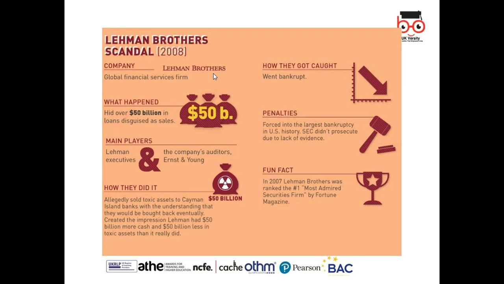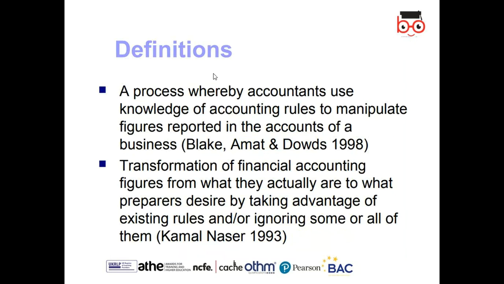In 2007 it was ranked the first most admired securities firm by Fortune magazine. So a lot of people say whatever is in the magazine, maybe they just fiddle the figures. People trust it, and investors dropped significantly. And then what is meant by creative accounting is a process where the accountant uses knowledge of accounting rules to manipulate the figures, like offshore companies and things that used to happen. Even the rules allowed them.